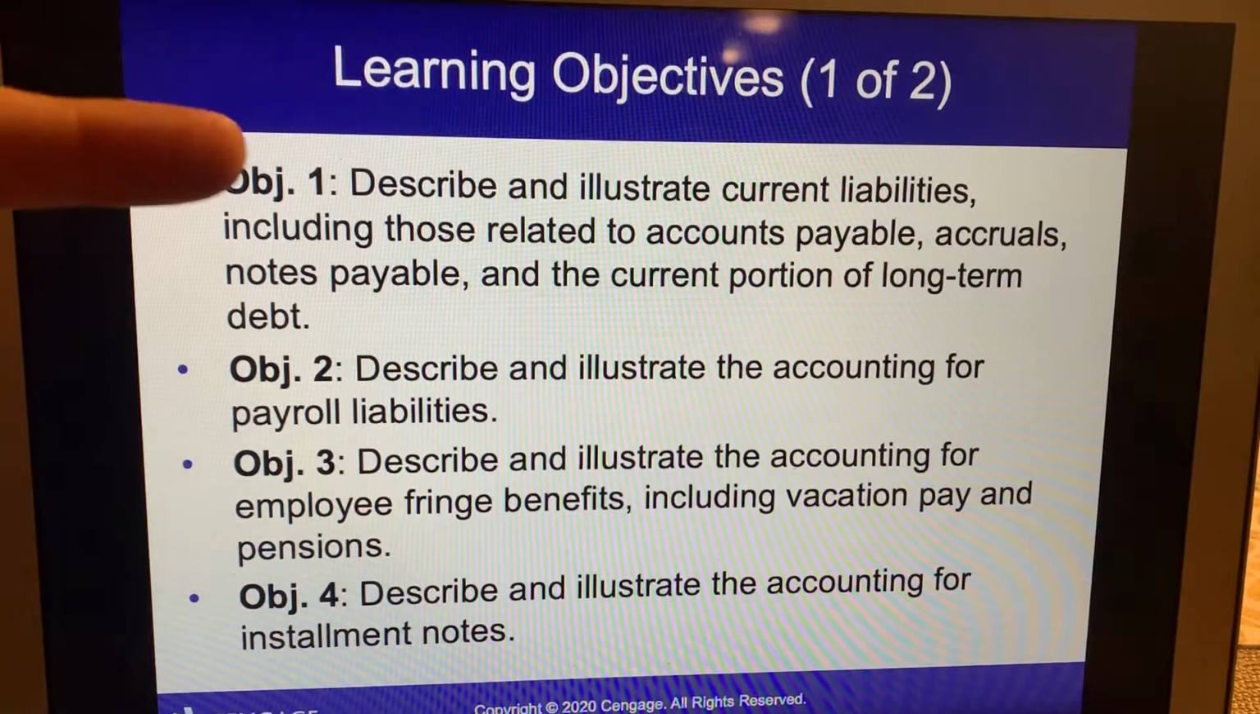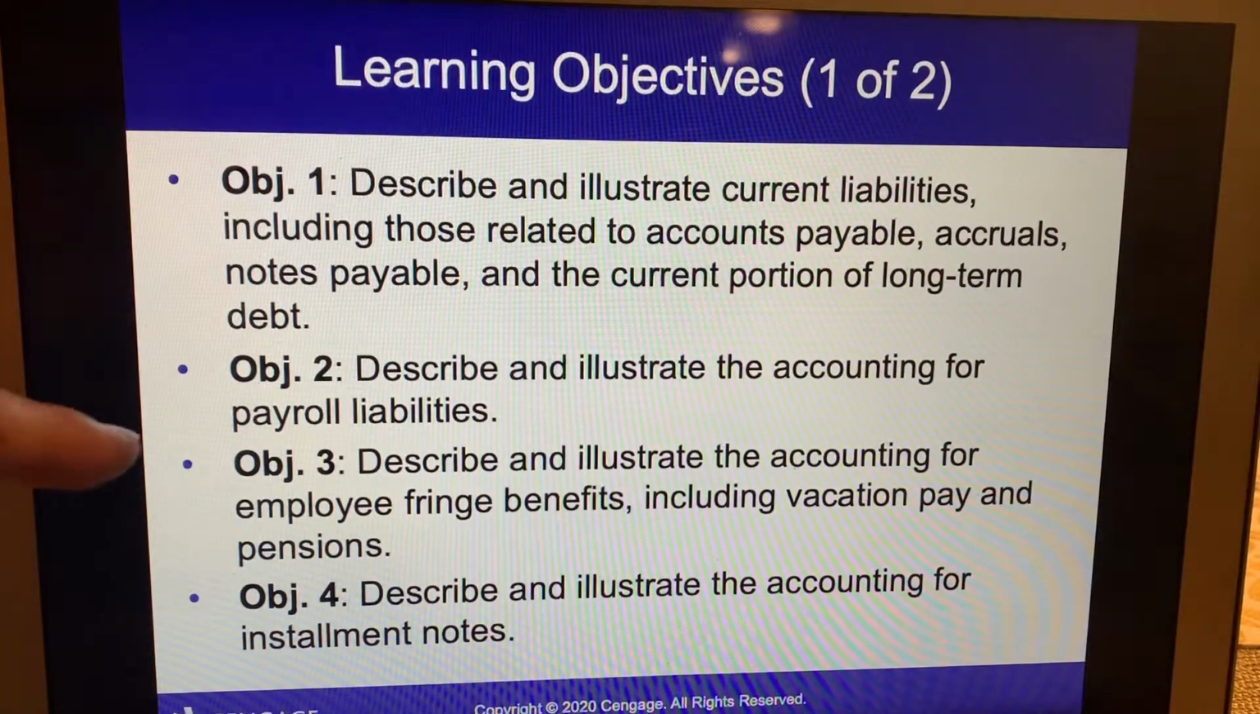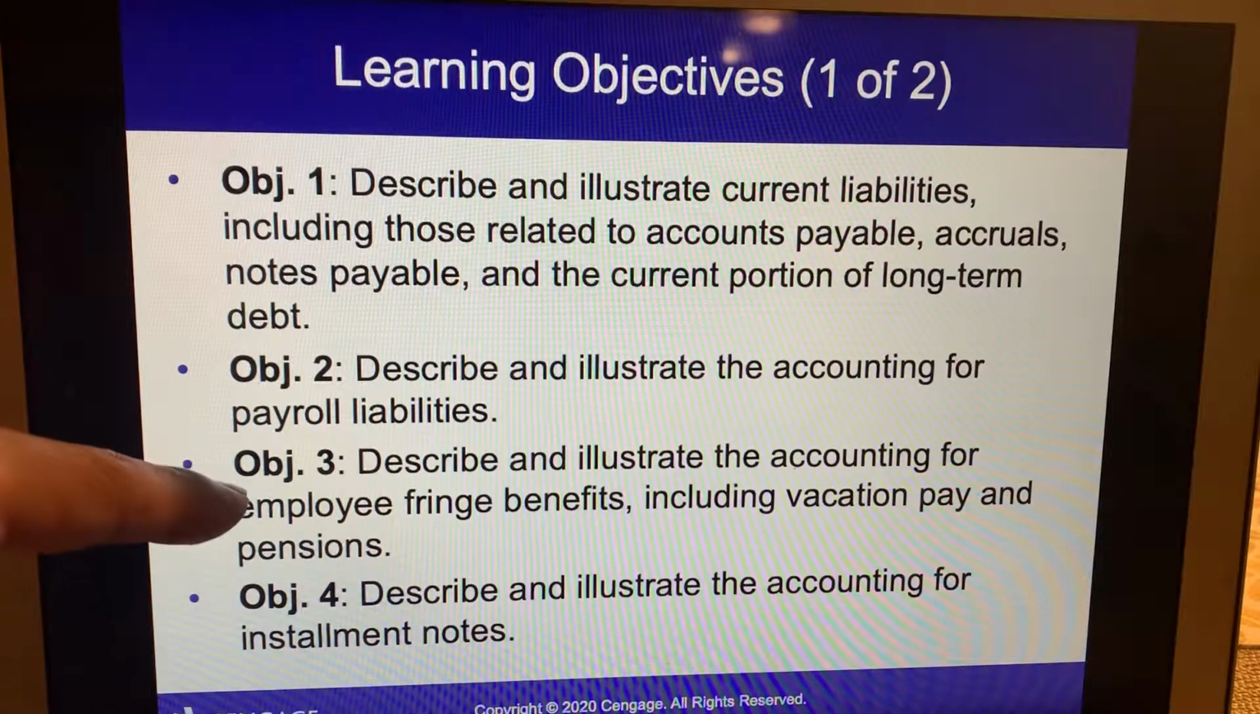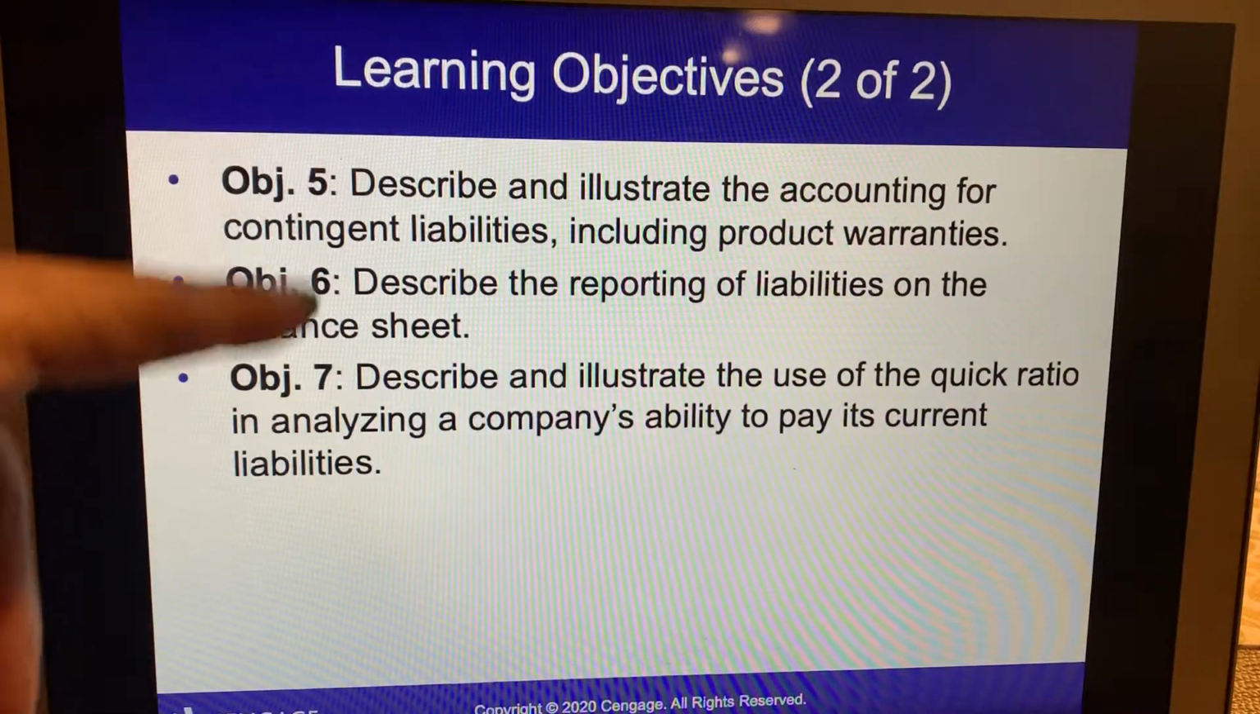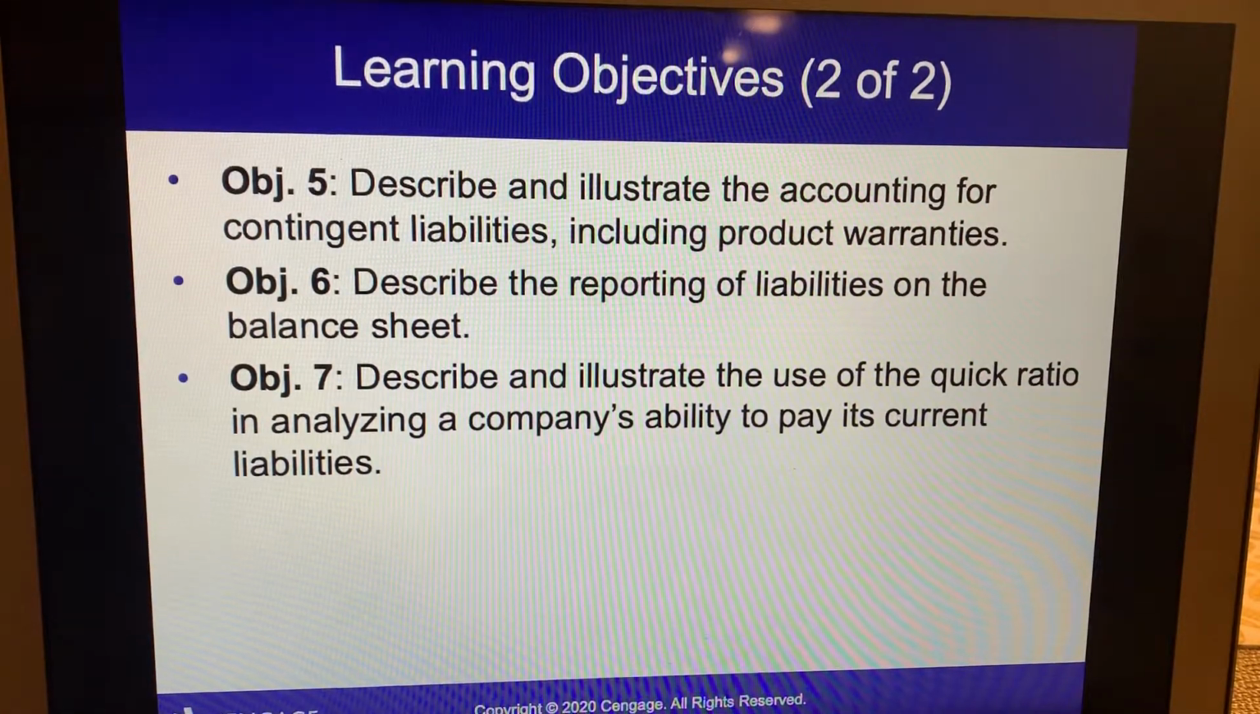So if you're a small business, and if you have employees, you'll definitely take a look at objectives 2 and 3. Not really notes. These are for larger companies. So if you're a small business, you can take a look at those objectives.